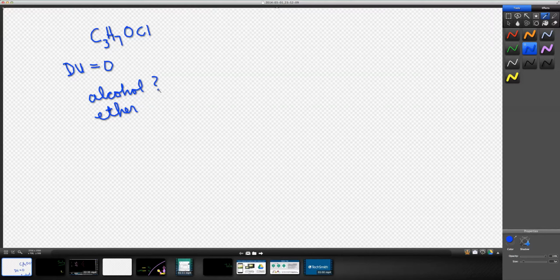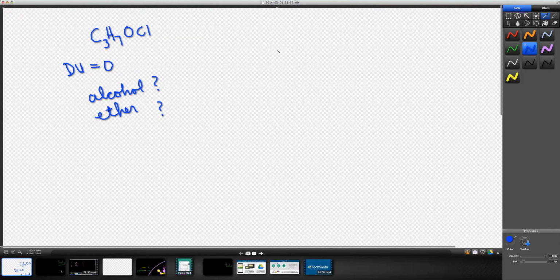And it's going to be one of these two. Can't have a carboxylic acid because I don't have enough oxygen atoms. And it can't be an ester. I don't have enough oxygen atoms. So it's going to be one of these two. And also, is the chlorine going to be integrated in a primary position or in a secondary position?